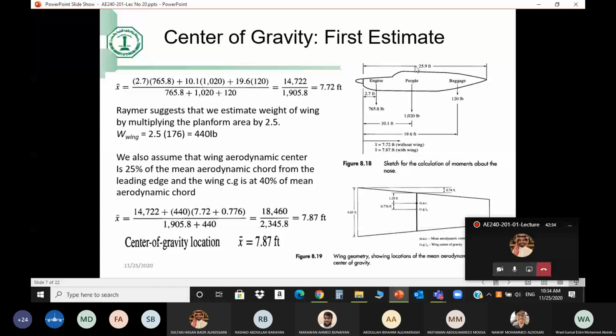So if we decide we want to have a CG of the wing of about this location, the location of the leading edge of the wing is about 7.72, so that's the arm of the wing times the weight of the wing, plus the moment that we had for the other 3 components, gives me the new CG with the wing, 7.87. Now this might be a little bit confusing for you.